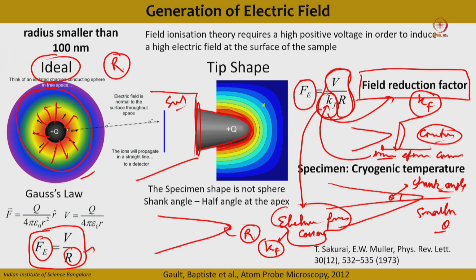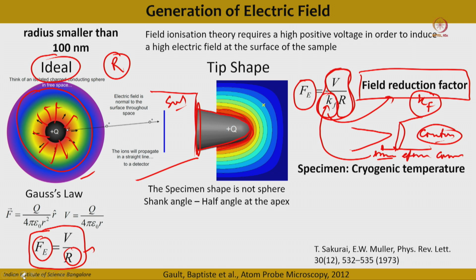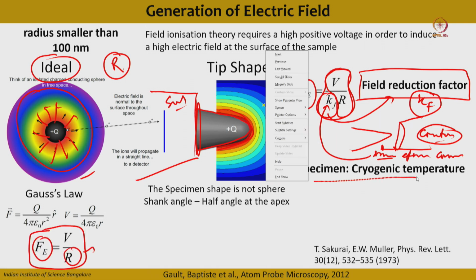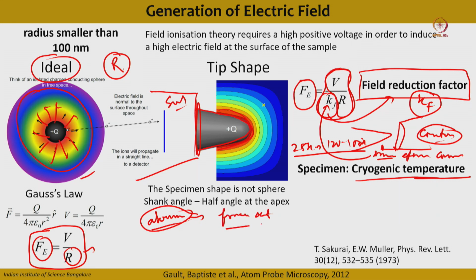Fine. So the second important thing is the temperature. The sample tip surface is kept at cryogenic temperature. Usually we keep it around 25 Kelvin, and we can go up to 120 to 150 Kelvin, so at sub-zero temperature. Why cryogenic temperature? Because at room temperature, as I told you before, the atomic vibrations will be much higher. So the atomic vibrations have to be frozen out and should be minimum.